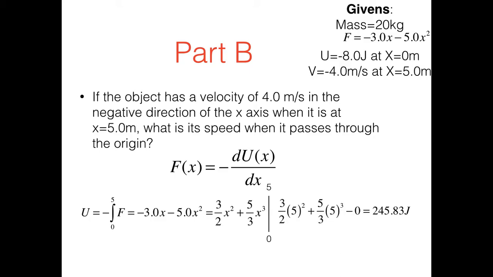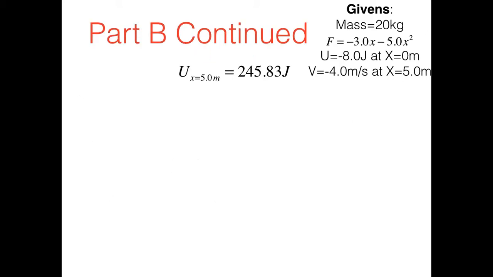3 halves x squared plus 5 thirds x to the third, evaluated from 5 to 0, plugged in, and solved to find 245.83 joules of potential energy from 0 to 5, because once again we know the potential energy at x equals 0 is 0. The change in potential energy from 0 to 5 must also be the potential energy at x equals 5, and so we know that the potential energy at x equals 5 is 245.83 joules.